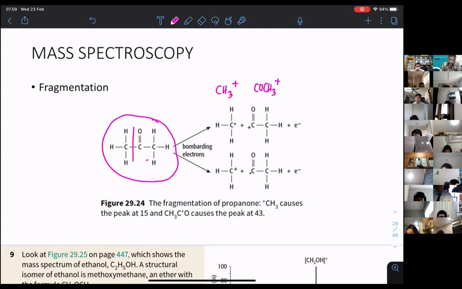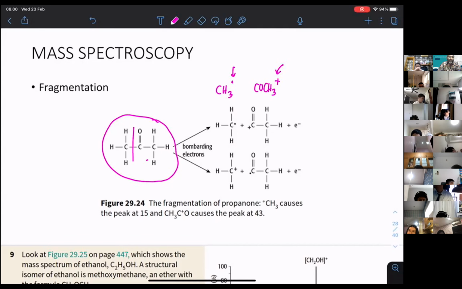You can see the plus over here is one, and then there is a free radical over there. It doesn't matter where the plus and the free radical are, they can be interchanged. Why is it important to have the plus? Because in mass spectroscopy there is an electric field, which uses the charges to move the sample. So it is important for the sample to be in gaseous form and also in charged form.